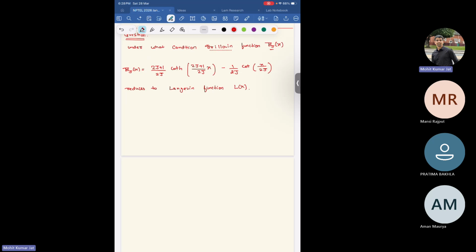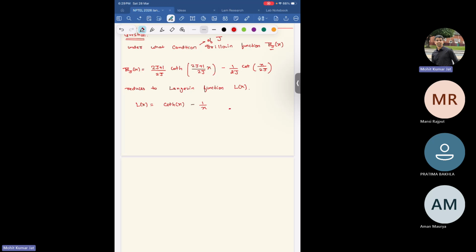The Langevin function L(x) is nothing but coth x minus 1 by x. So let's see under what condition it reduces. The condition it is asking is on J: under what condition of J does the Brillouin function B_J(x) reduce to the Langevin function L(x)?